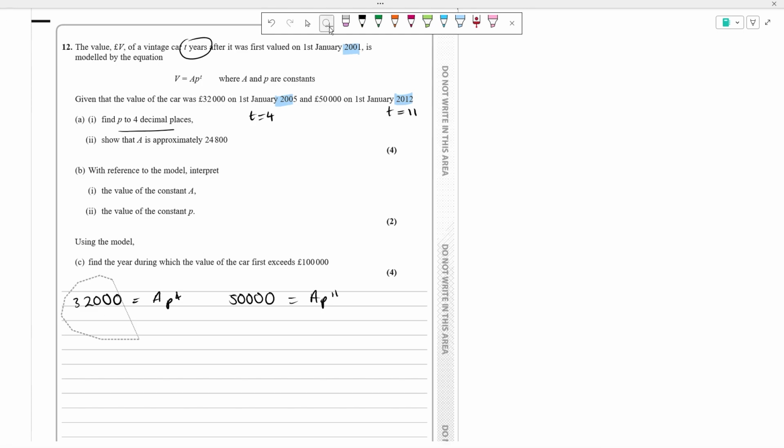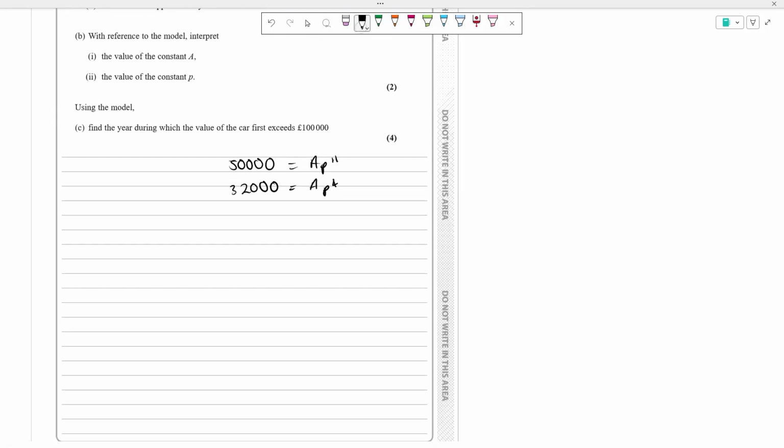Now we can do simultaneous equations on this, and I'm actually going to just divide both of these. So I end up with 50 over 32, because you can see all the zeros cancel out. It's equal to P to the power of 11 minus 4, which gives you 7. So the A's essentially get cancelled out. Sorry for any background noise there. You can see the indices here get subtracted, 11 minus 4, that gives you P to the power of 7.